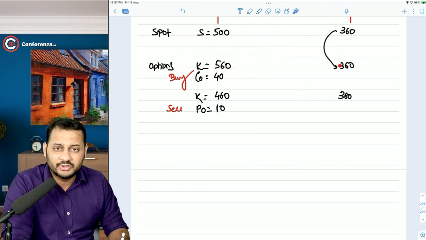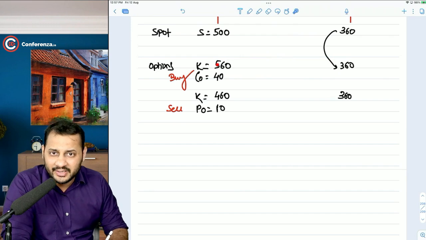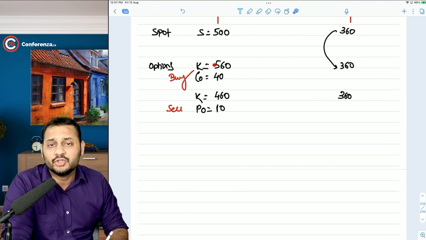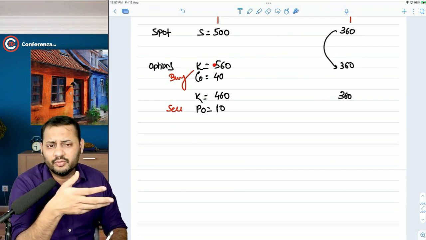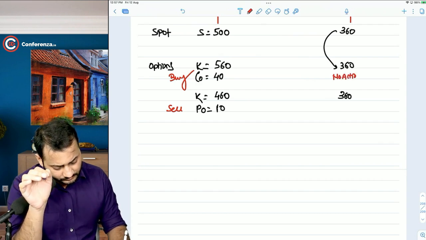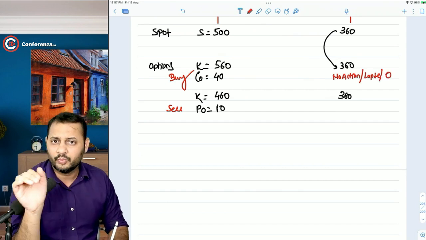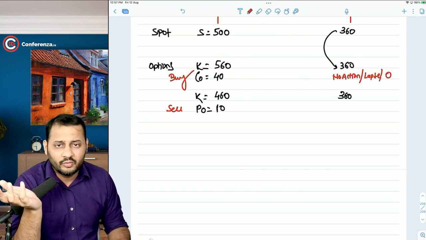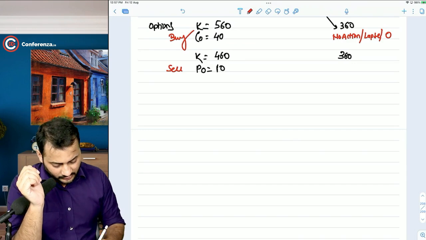So if the market is going at 360, are you going to buy? Are you ready to buy the share at 560? No sir, I'm not willing to buy it at 560. So what are you going to do? You have the right, but now you let the option lapse. You take no action. Let the option lapse and the payoff will be zero. Nobody pays anyone.